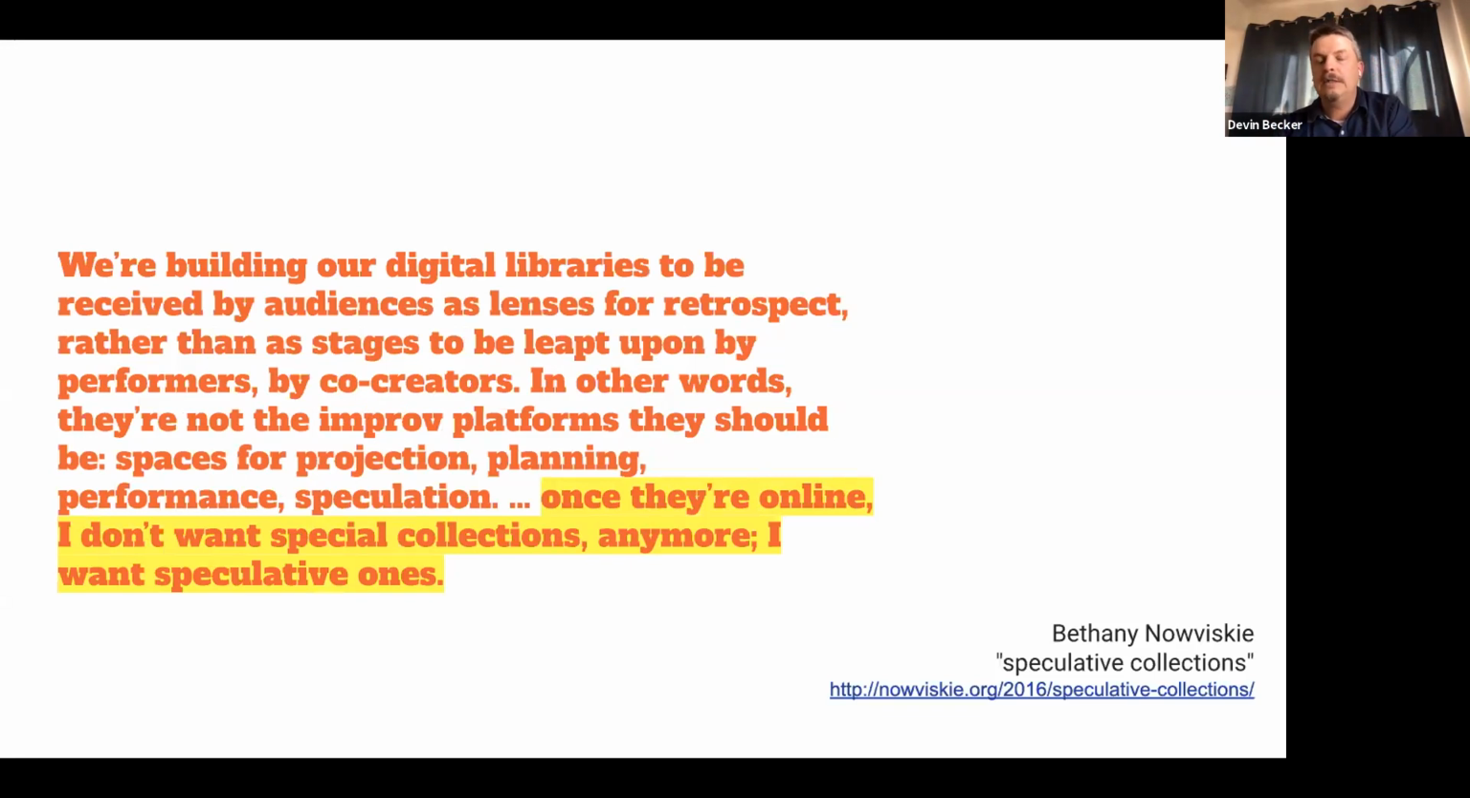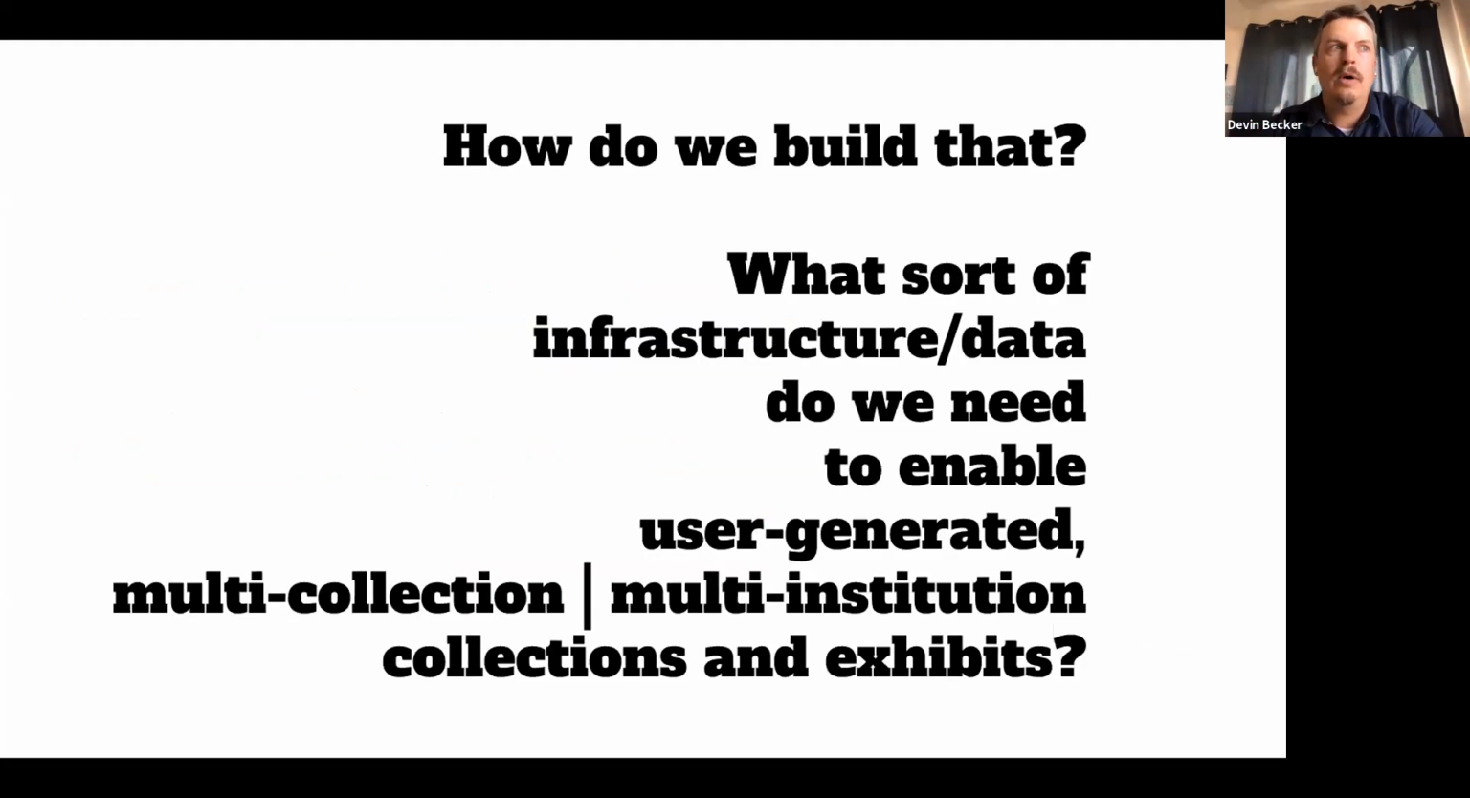I want speculative ones. And I think a lot of us, and we embody this, me and Olivia and Evan, and Annie before them, get frustrated by getting locked into these systems. We can really think of the things we want to have happen, but we've not been able to do that within the system. And so this is building outside of systems, building in a more creative way. So how do we build that structure? What sort of infrastructure and data do we need to enable user-generated multi-collection, multi-institution collections and exhibits?